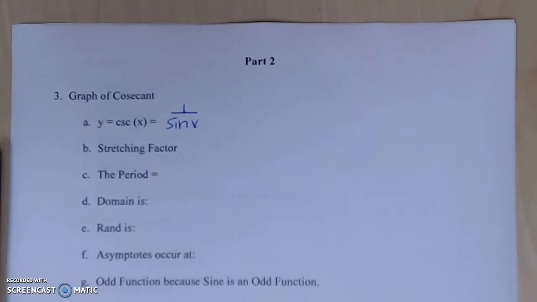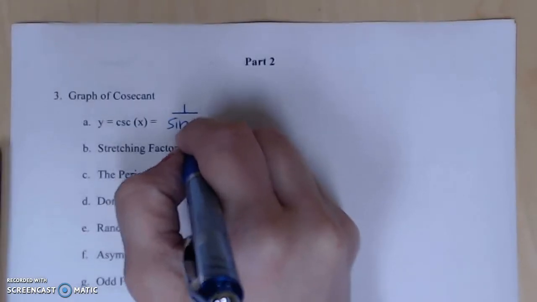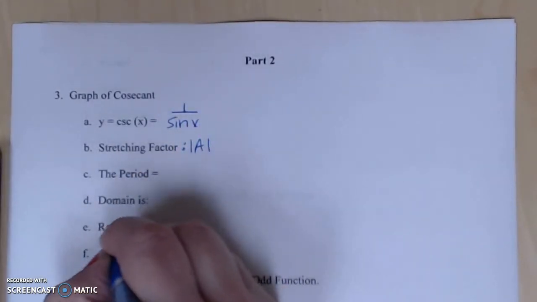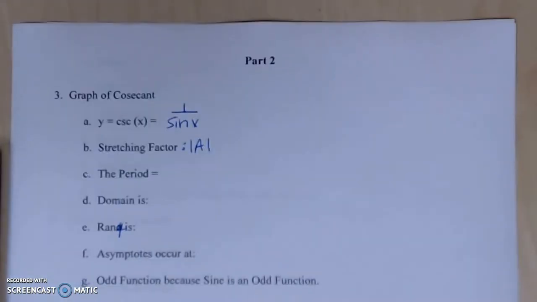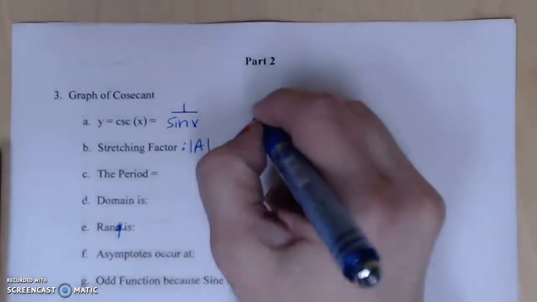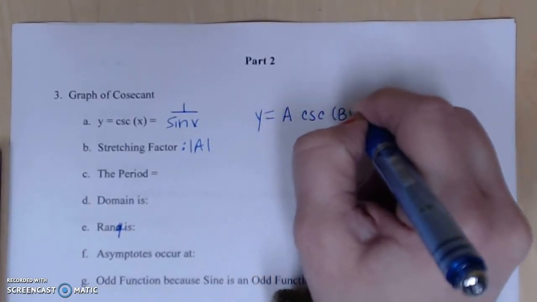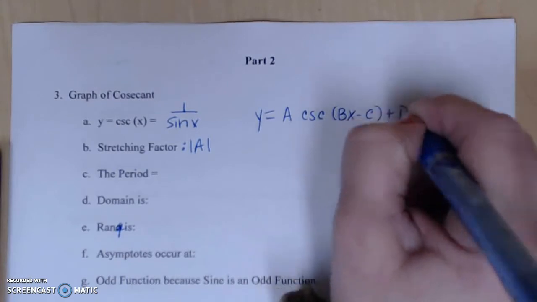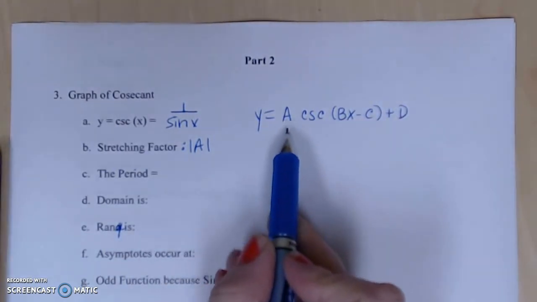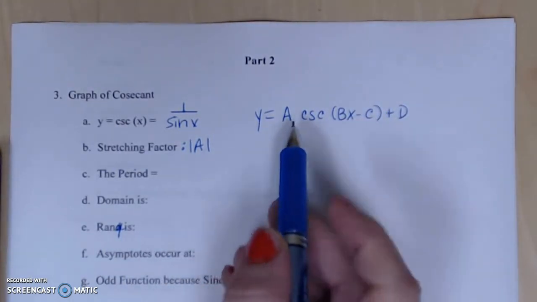Now, just like in the first two examples when we started in part one, we are going to look at the same features for each of these graphs. So the first thing we're going to look at is the stretching factor. The stretching factor for this is the absolute value of a. And a is coming from y equals a cosecant of bx minus c plus d. So I'm talking about this a, the coefficient that's being multiplied out front.